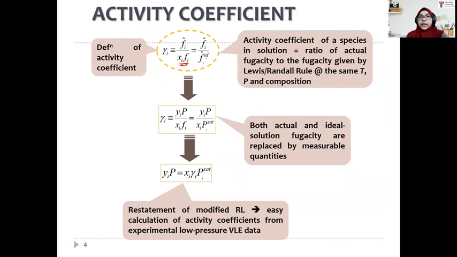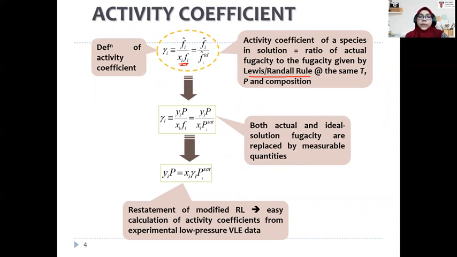or it can be the fugacity of the species in the solution over the fugacity in the ideal condition, which can be described by the Lewis-Randall rule at the same temperature, pressure, and composition. So replacing this fugacity coefficient with Raoult's law, we introduce the expression, and this expression is equivalent to the modified Raoult's law.